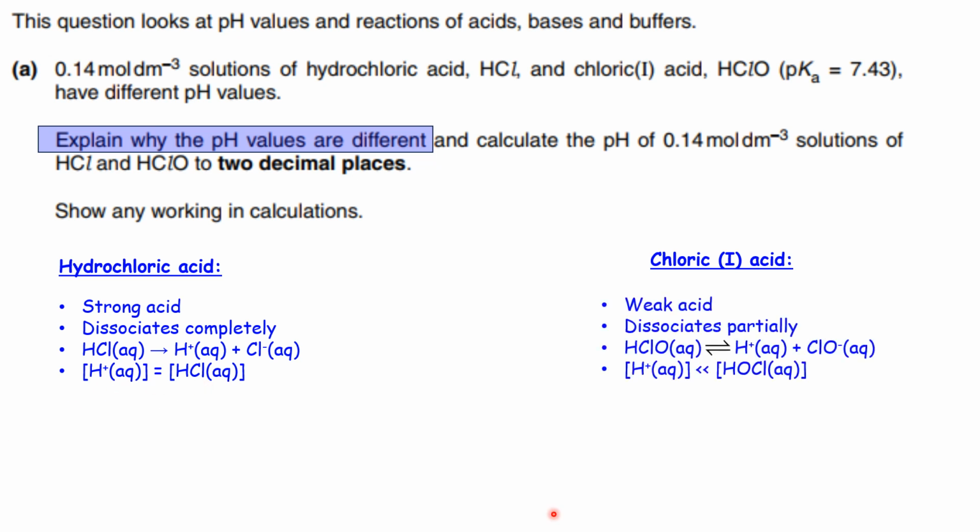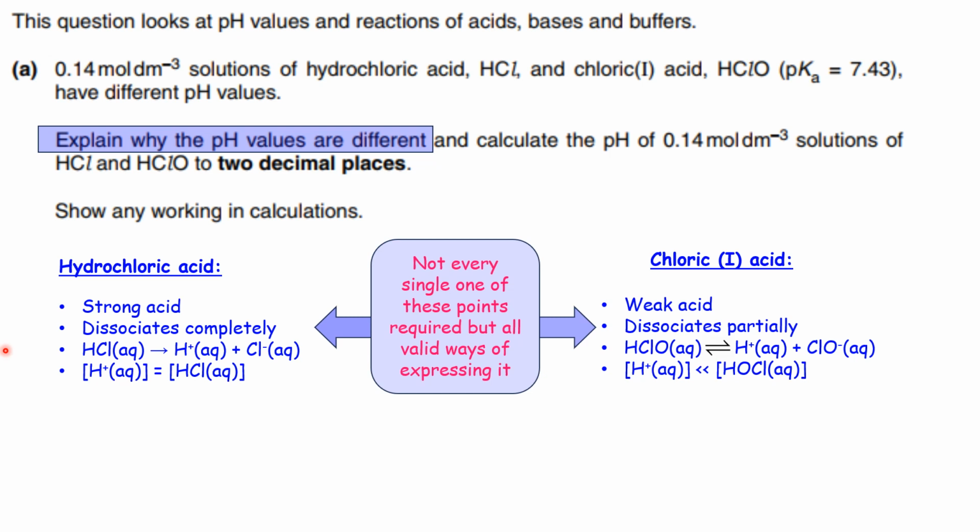By contrast, for chloric(I) acid, it's weak. It dissociates partially. You need to put the fact that it's in equilibrium in, if you put an equation, and the H+ ions, the protons that are dissociated, their concentration is much less than that of the original weak acid. So not every single one of these points are required, but definitely you need to include at least one of each for each acid to show that you're thinking about how they're different or why the pH values are different.